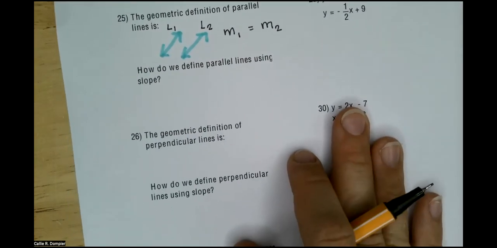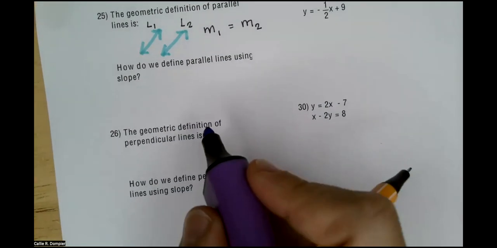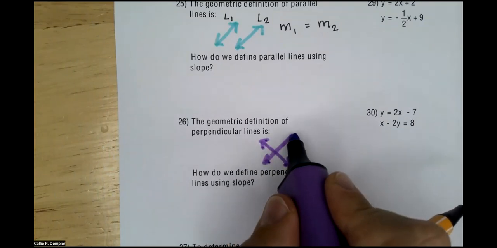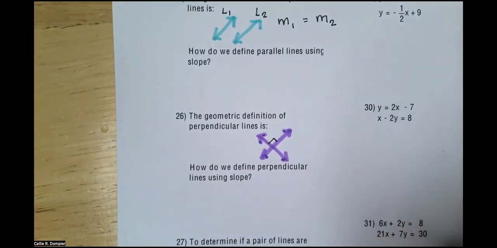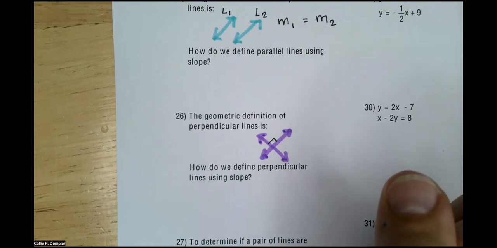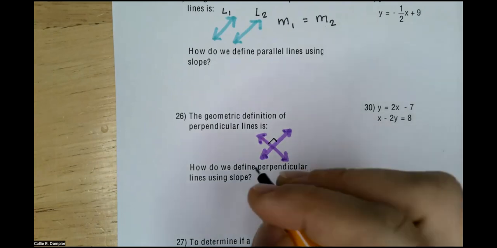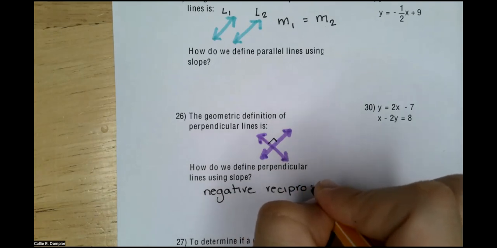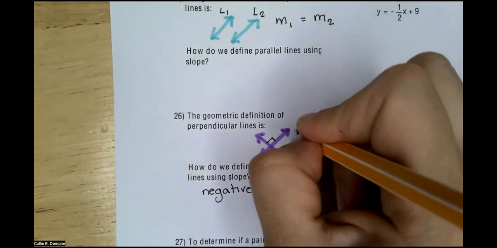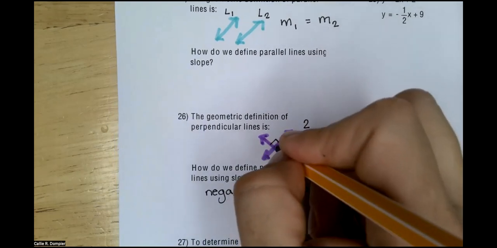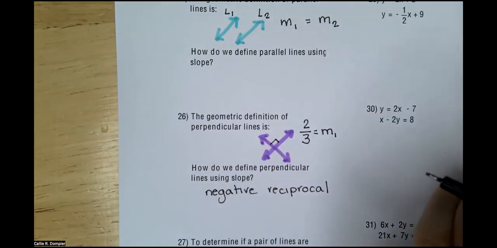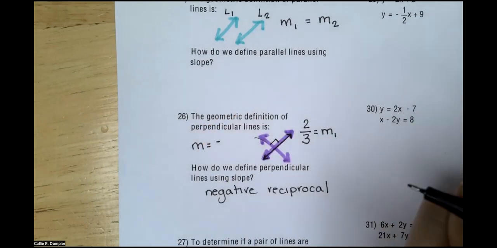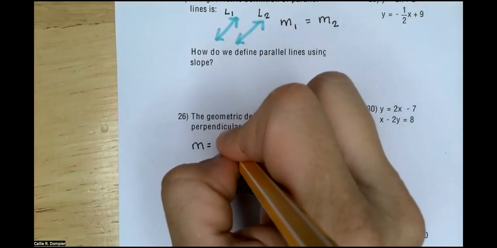But perpendicular, on the other hand, looks more like this. They're going to cross at a 90-degree angle. And what happens to their slope is this negative reciprocal. So if this slope is up 2, right 3, let's say that's line 1, that's a positive slope. Here we have a negative slope, so we know it's going to be negative, and then the reciprocal of 2/3 is 3/2.